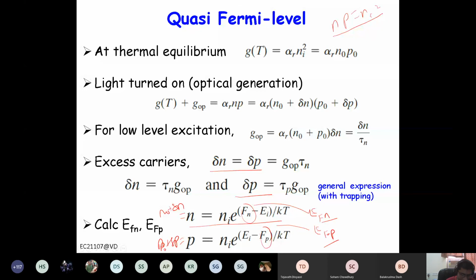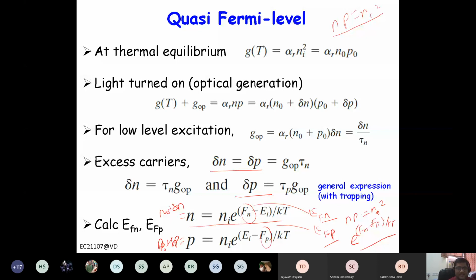And if you multiply these two, what will you get? The np product will be ni square times exponential of Fn minus Fp by kT. So that means the product is not ni square now. It is ni square times a factor with exponential Fn minus Fp by kT, where Fn minus Fp is the difference of the two quasi Fermi levels. In equilibrium, these two quasi Fermi levels are the same, so this factor becomes 1.